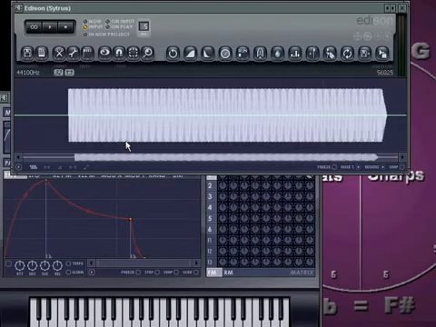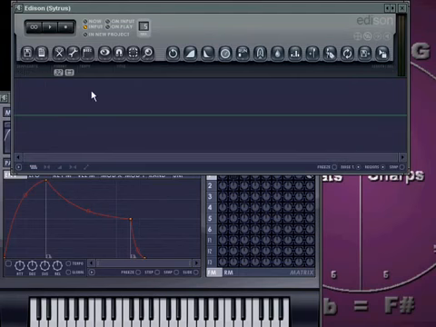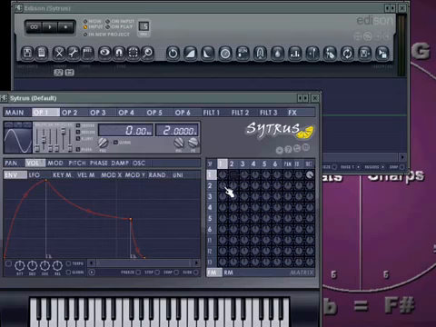Now, FM is an entirely different animal here. FM synthesis is about changing the pitch according to one of our operators here.